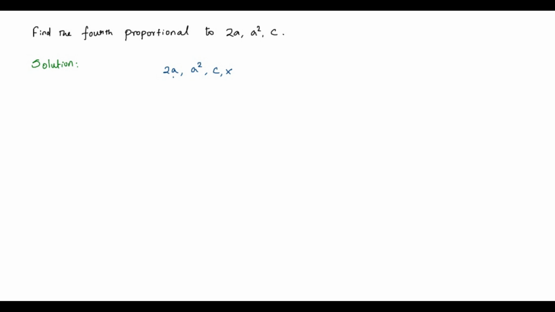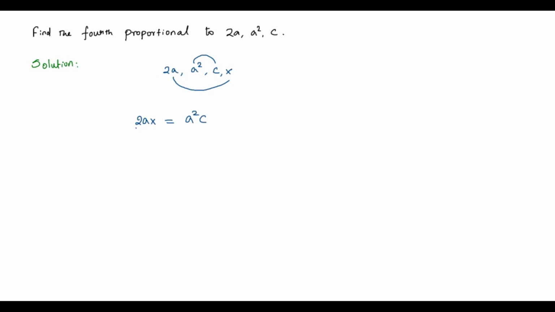Here we can apply the cross product rule of proportion to find the fourth proportional x. So the cross product rule is nothing but the product of extremes is equal to the product of means. That is, 2a times x is equal to a square times c. Okay, I need the value of x.